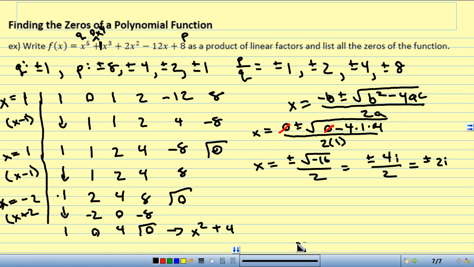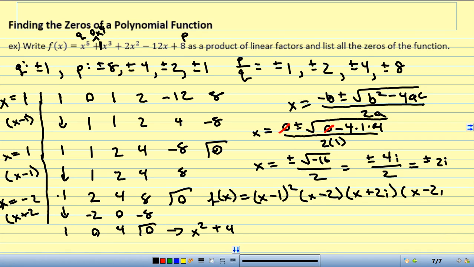So now I have my roots. I can write it as a product of linear factors. So I got x minus 1, x minus 1, x minus 2. So that's x minus 1 quantity squared, x minus 2. And now I have x plus 2i, x minus 2i. Those are the linear factors. Yay, we're done. Okay, so that's about it.